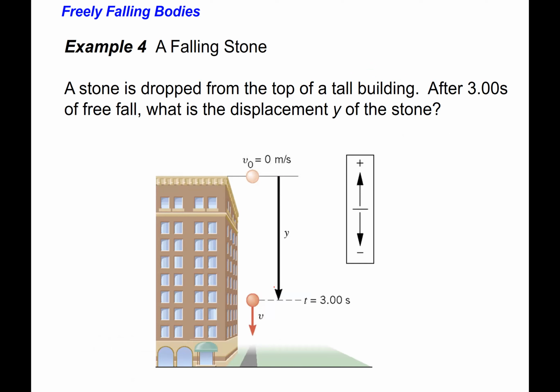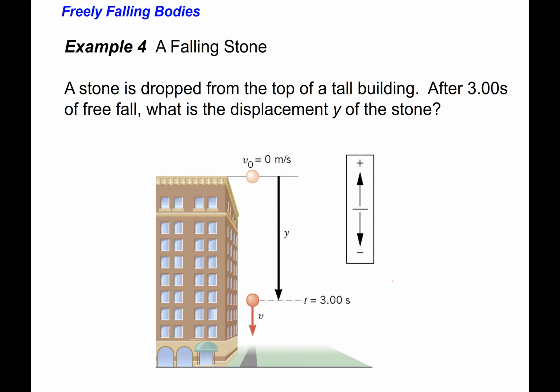Therefore, when we solve this problem, this value for y needs to be a negative number. If we solve it correctly, it will be negative. And the reason is because, again, it's pointing downward. Time is a scalar. Time is always positive.